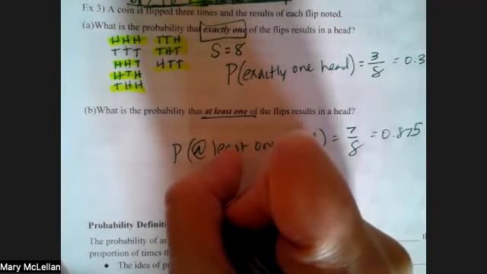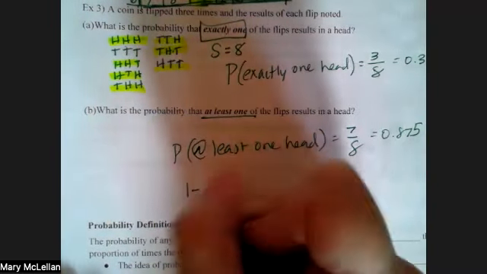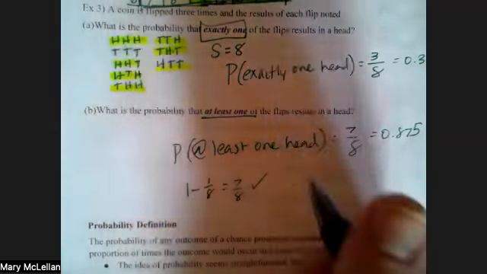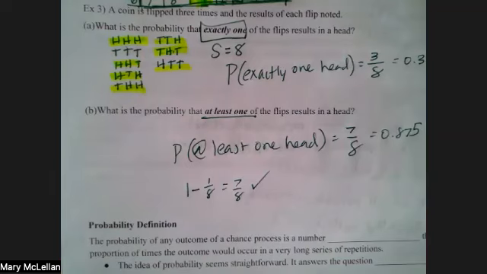Some of you may have done this problem a little bit differently. You may have done 1 minus 1/8 to get 7/8, and that's great. That's called using the complement, and it's something that we will be defining and practicing shortly.